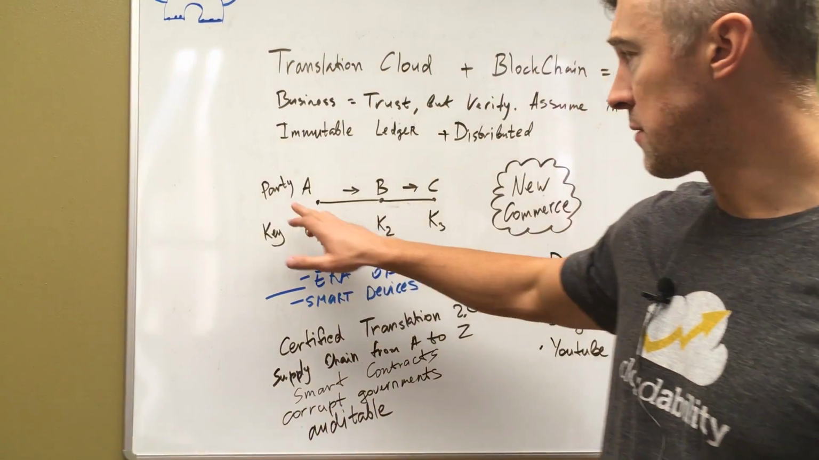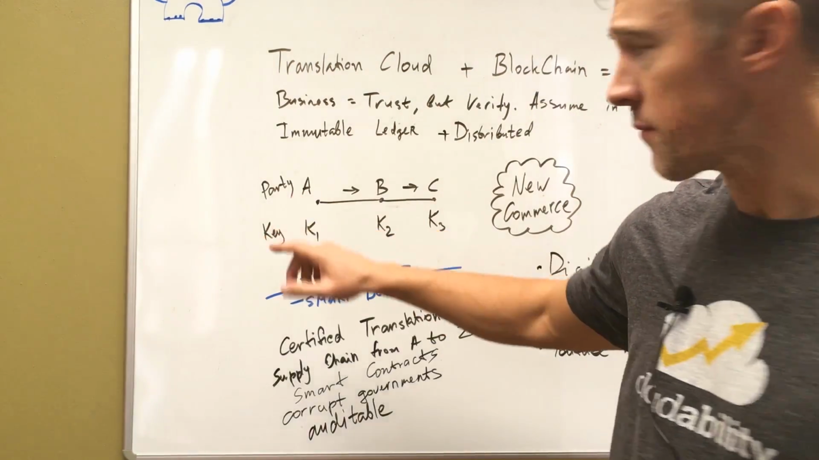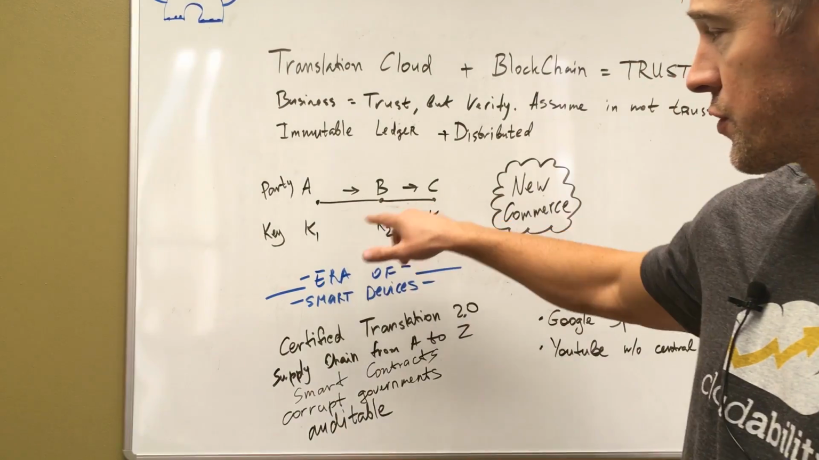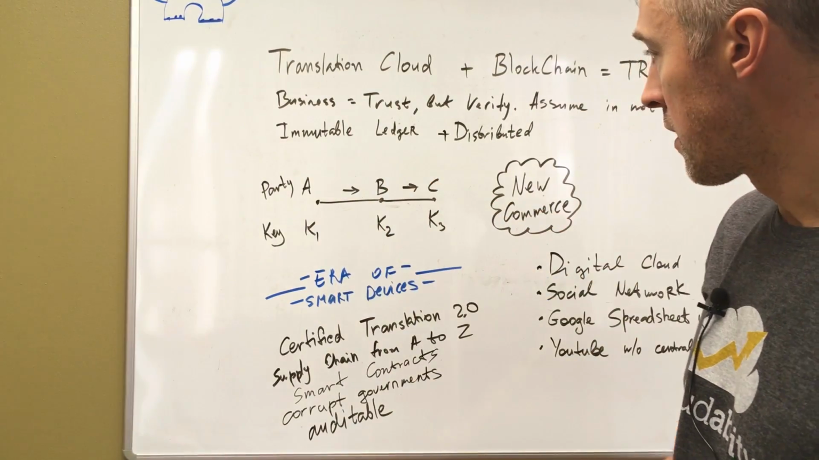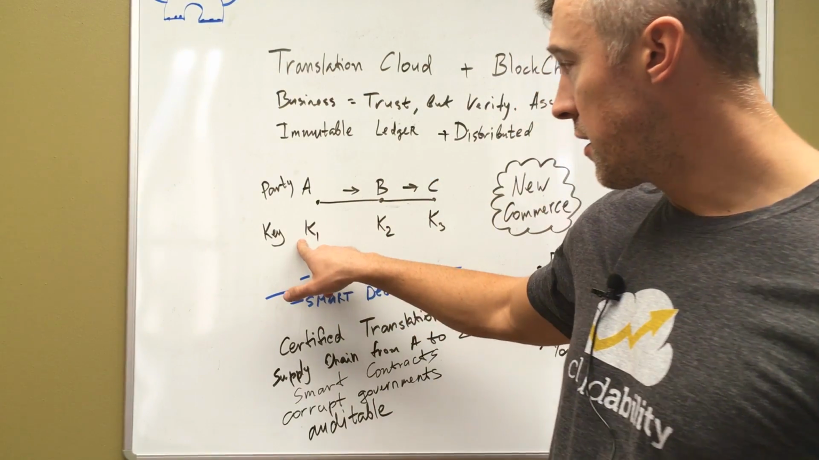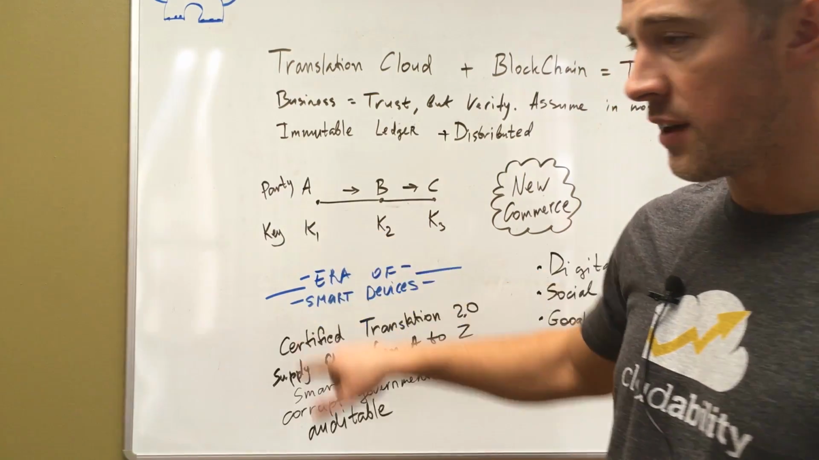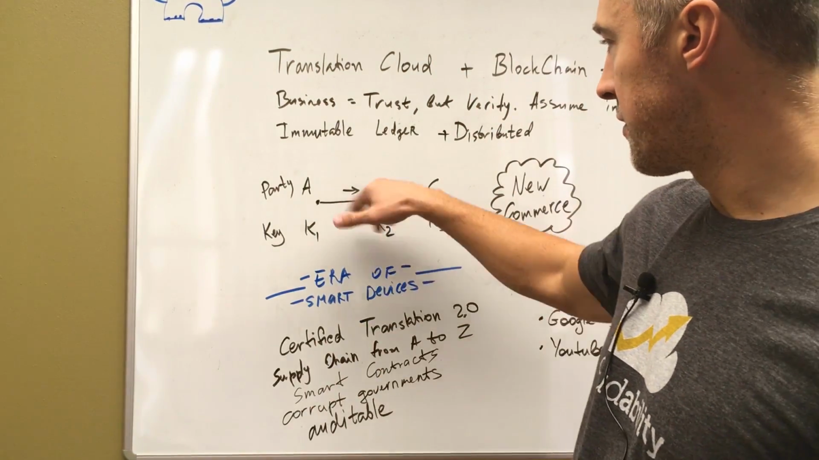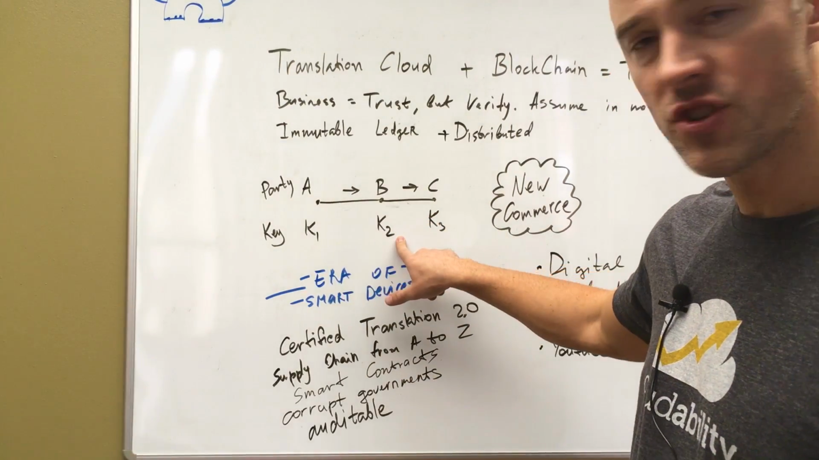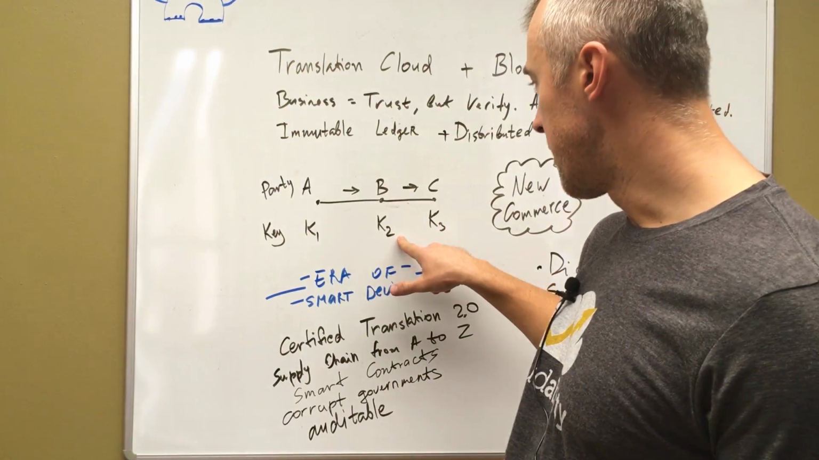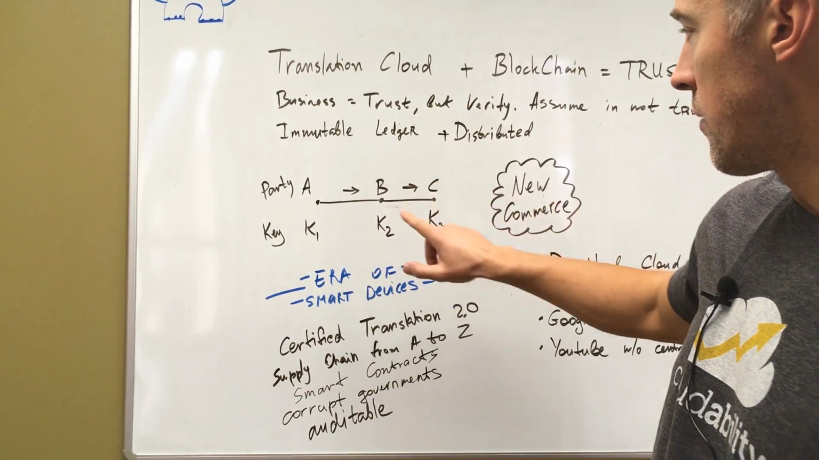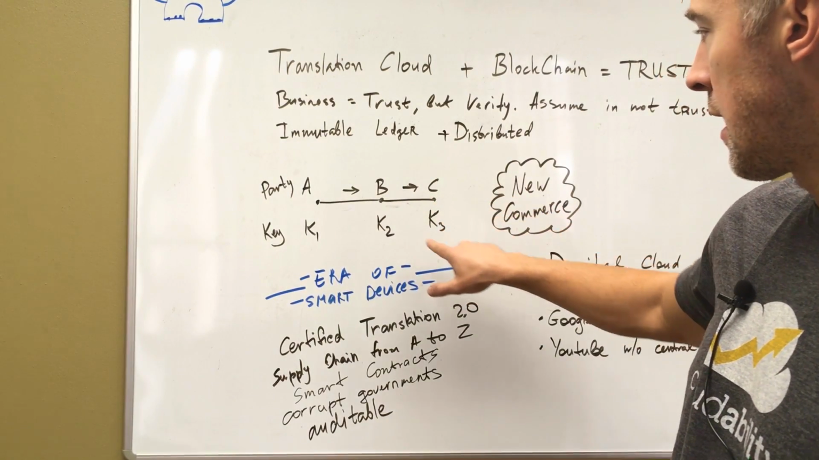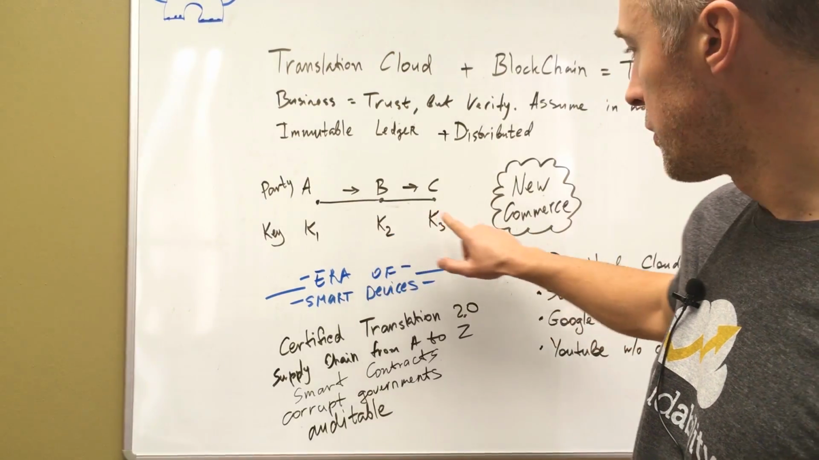Why? Because, for example, we have party A. Here's the transaction. Party A transacts with party B. They exchange the key. The first version of the key, which is an encrypted piece of code, was K1, and after the transaction was done, the key changed to K2. Then party B works with party C. They do some business later on, and the key changes from K2 to K3.